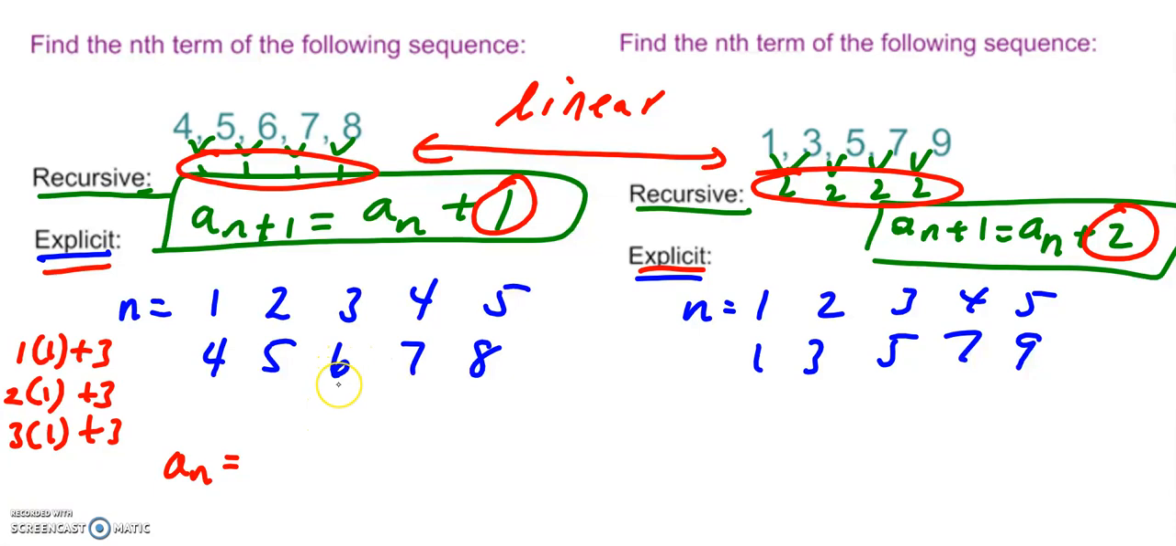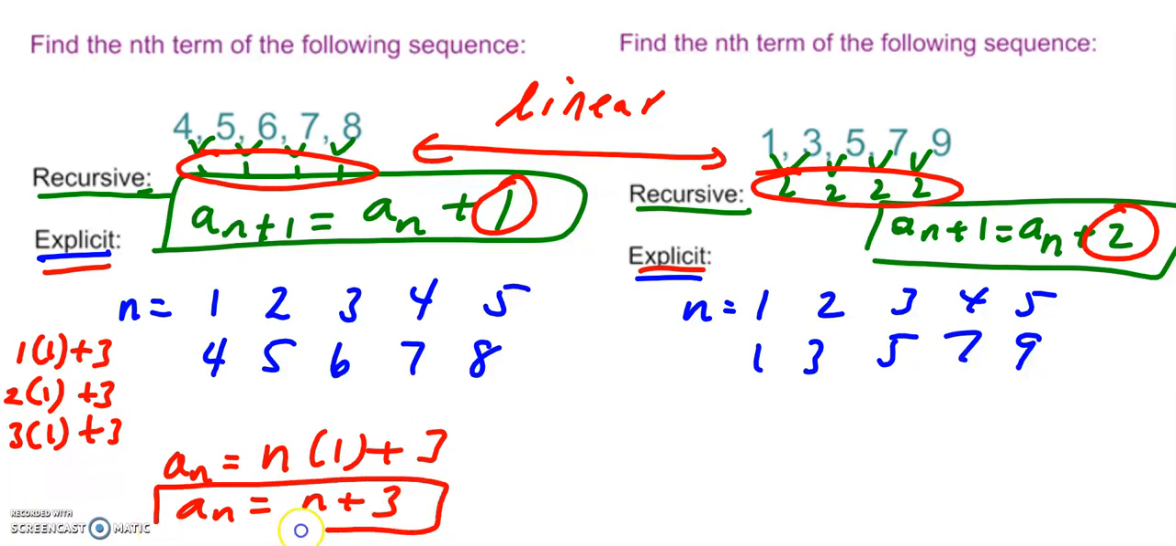Yes, I will. So to make this more general, I would take my n term, multiply it by 1, and then add 3. So to write this even better, my explicit function would be a sub n equals n plus 3.